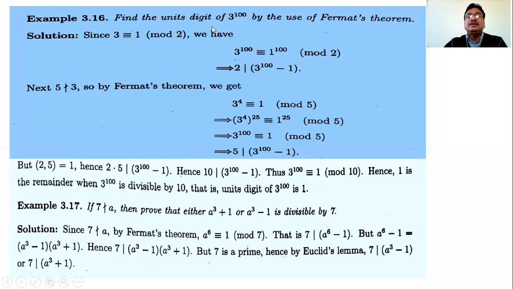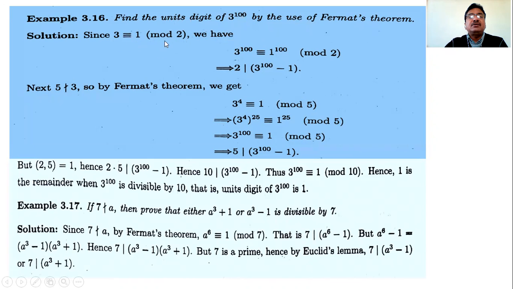Find the unit digit of 3 raised to 100 by using Fermat's theorem. We have to find the unit digit of 3 raised to 100, that is, the last digit of the number we obtain by expanding 3 raised to 100.